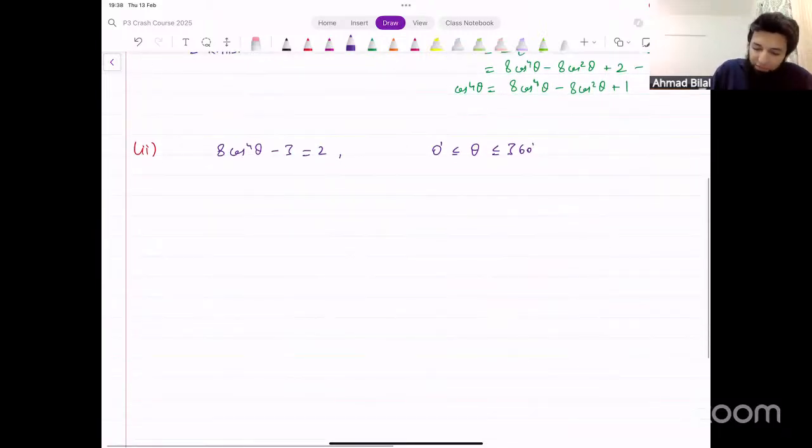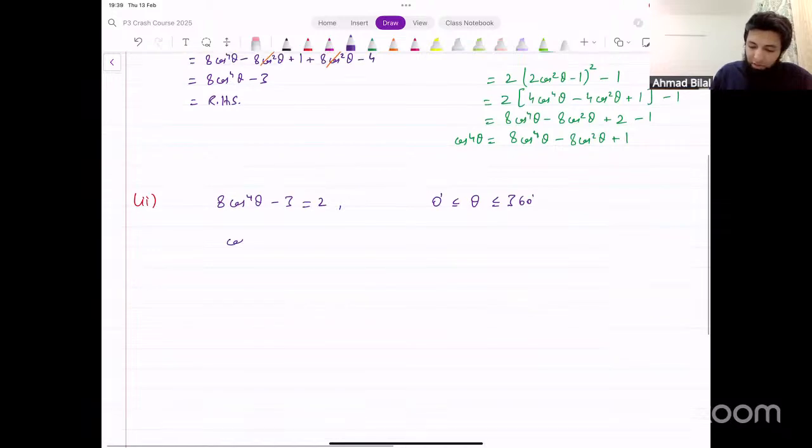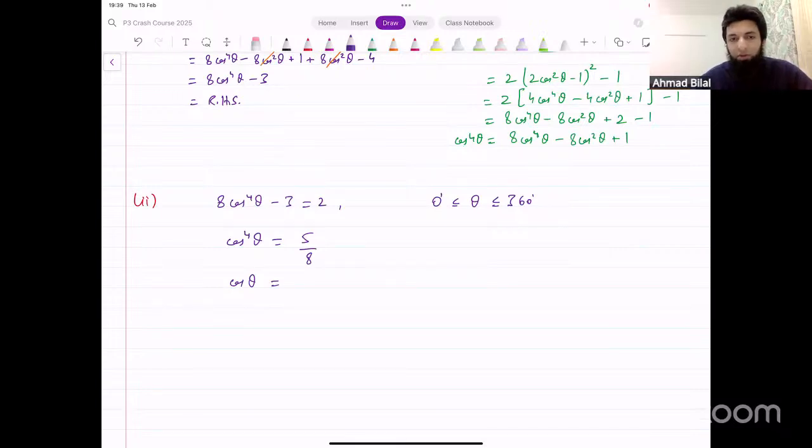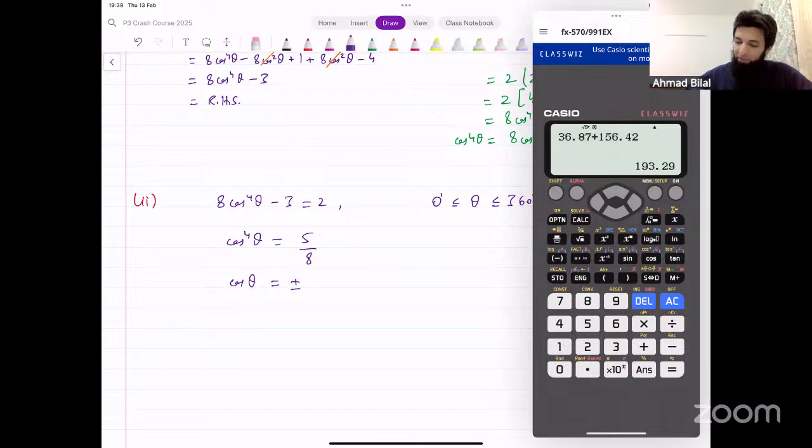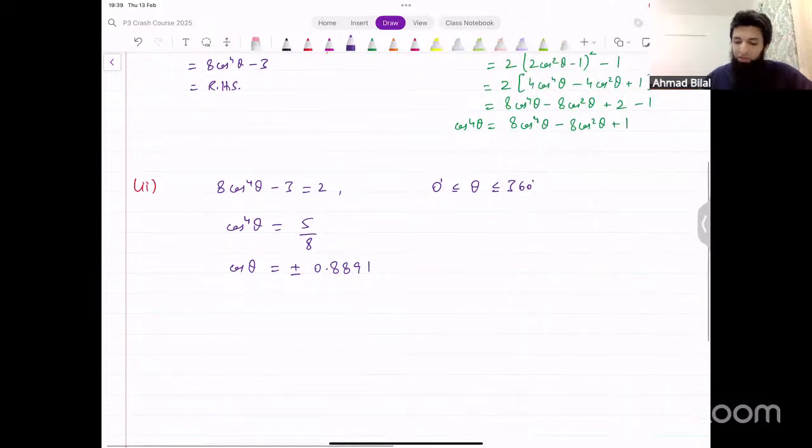How do we solve this equation now? It becomes cos raised to power 4 theta equals 5 over 8. Take the fourth root on both sides, but remember, whenever we take an even root, square root, fourth root, sixth root, we always use plus minus, right? So we have plus minus fourth root of 5 over 8. You can see what that is: 0.8891. Yes, so you have to use plus minus.